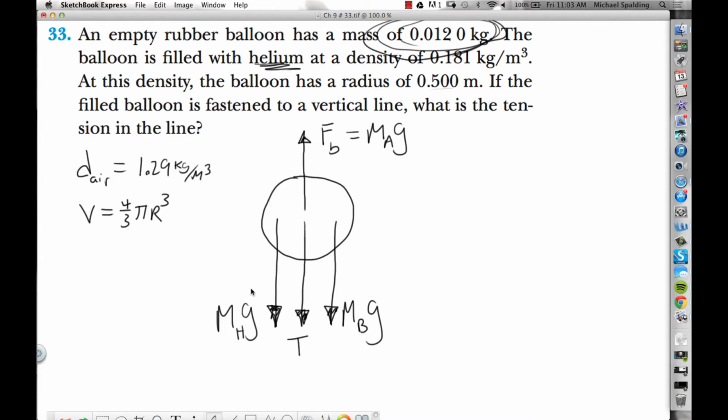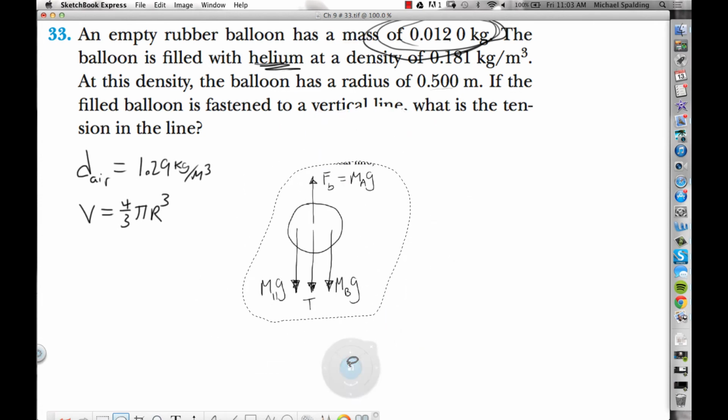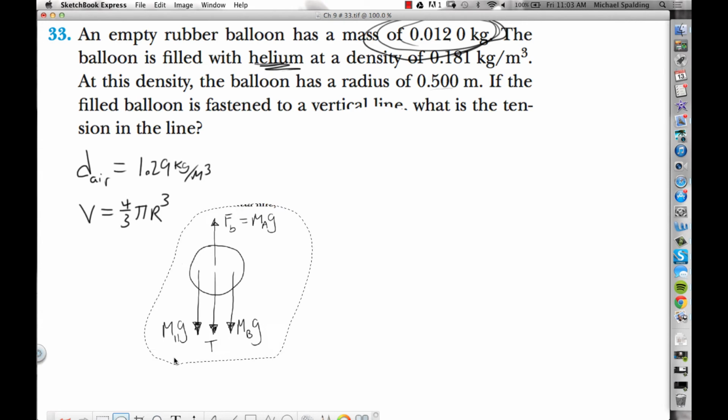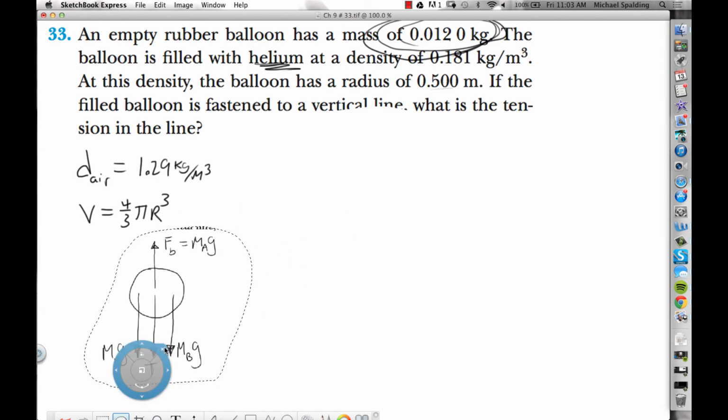Okay, so now what do we do? Now we sum the forces. I'm going to need more room than this. Hold on. Let me scoot this over. Shrink this down. Put it over here. That should be an H right here.